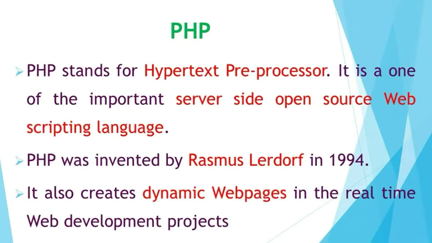It also creates dynamic web pages in real-time web development projects. So what do you mean by dynamic web pages? Websites are of two types: static web pages and dynamic web pages. In static web pages, the same content is delivered every time the page is loaded. But in dynamic web pages, the content may change every time the page is loaded. Some examples of dynamic web pages are Facebook, Amazon, and so on. So, it creates dynamic web pages in real-time web development projects.